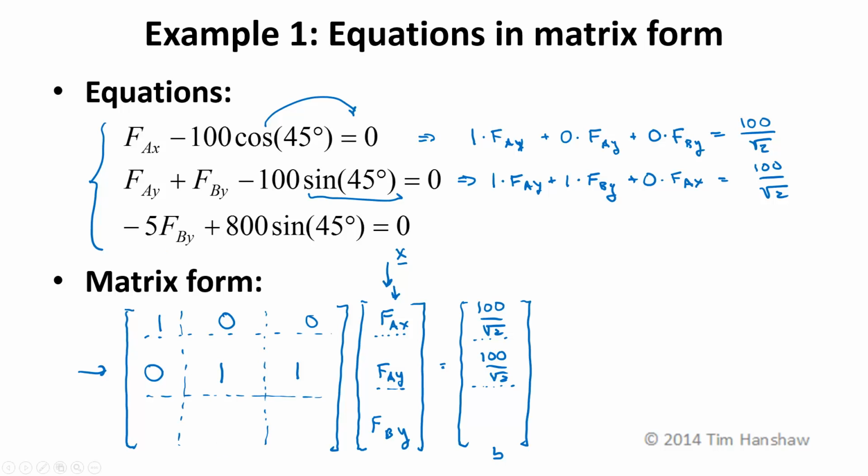The final equation is minus 5 times Fby. Fax and Fay don't show up in there. And this is equal to 800 times the sine of 45 degrees. Take this to the other side, it's negative, so this is minus 800 over the square root of 2. So now I have a system of equations I can plug into MATLAB and solve for Fax, Fay, and Fby.